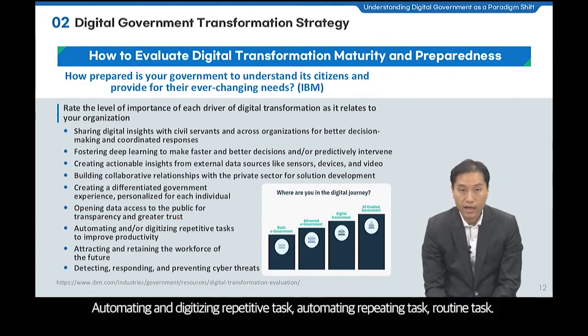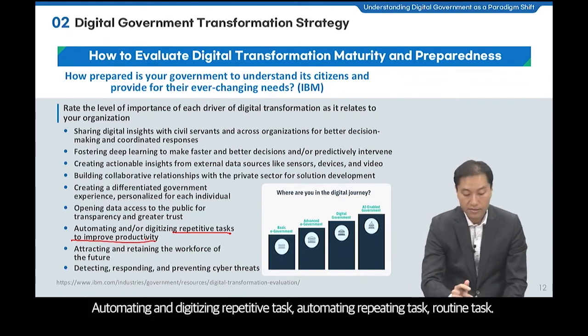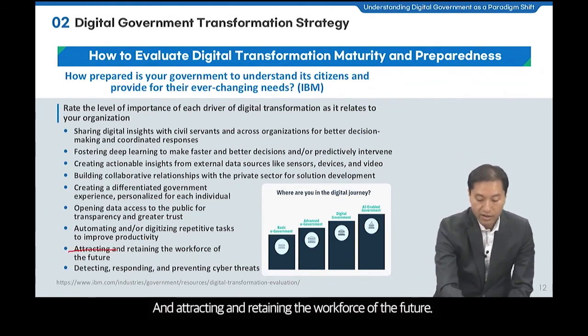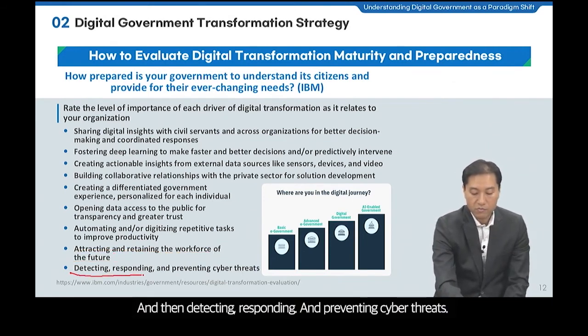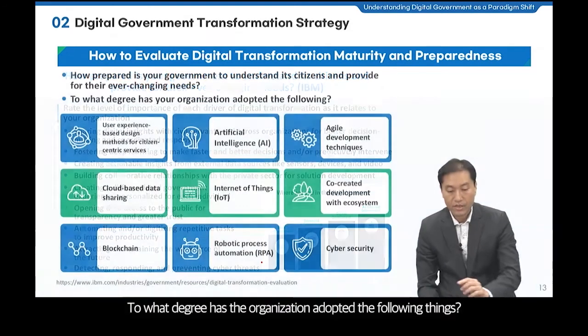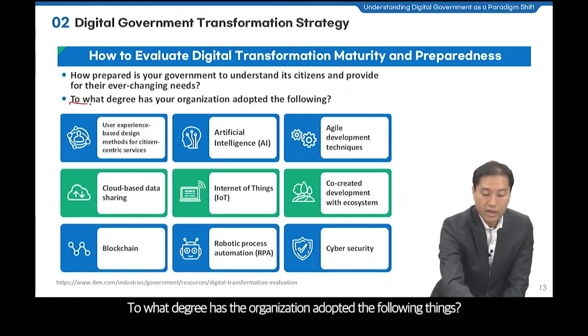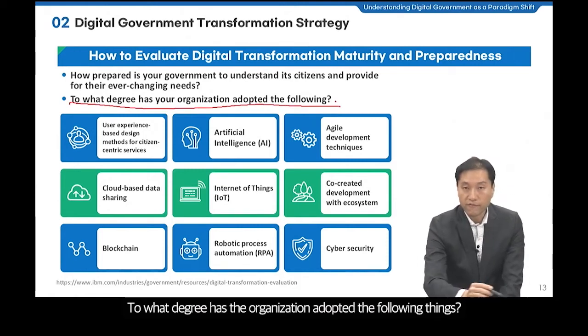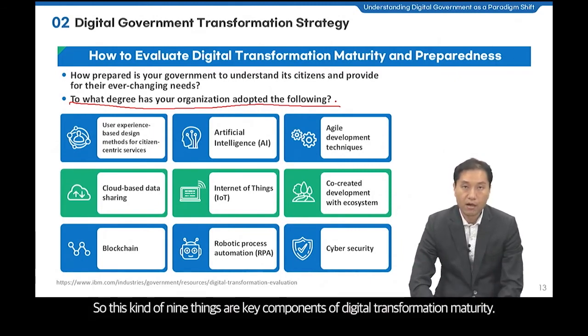Automating and digitizing repetitive tasks. So automating repeating tasks, routine tasks. And attracting and retaining the workforce of the future. And then detecting, responding, and preventing cyber threats. To what degree has the organization adopted the following things? So these 9 things are key components of digital transformation maturity.